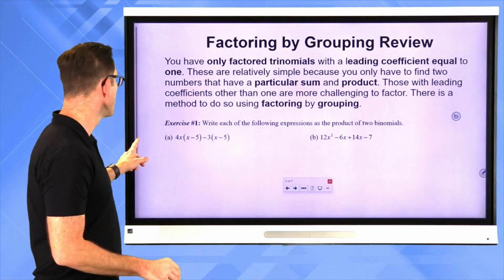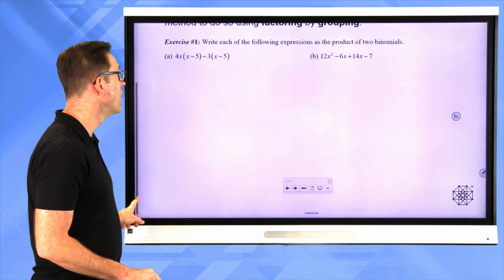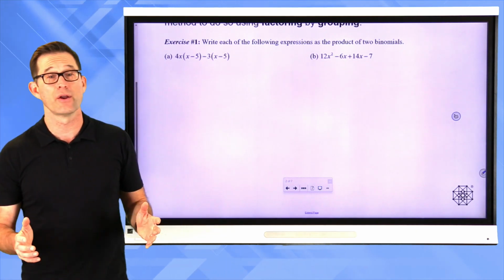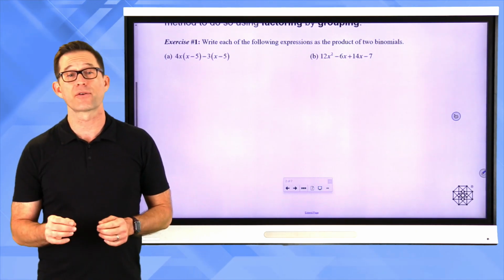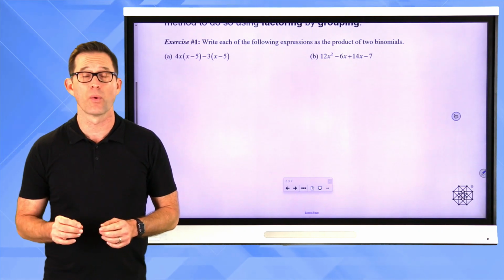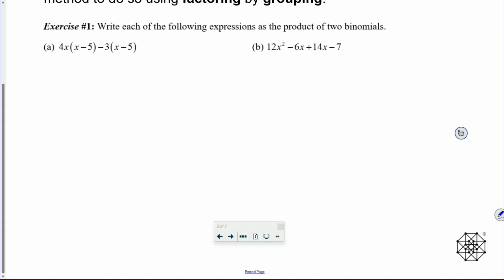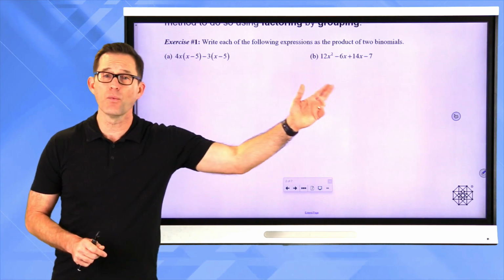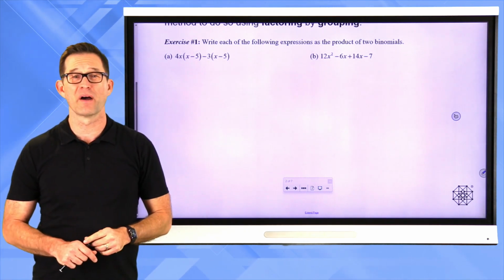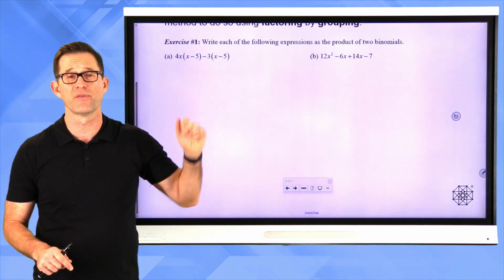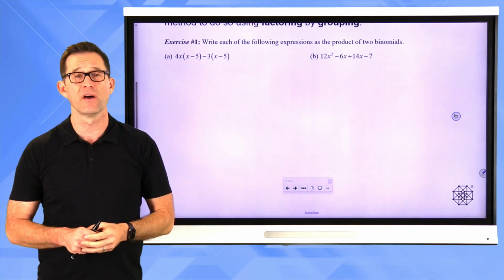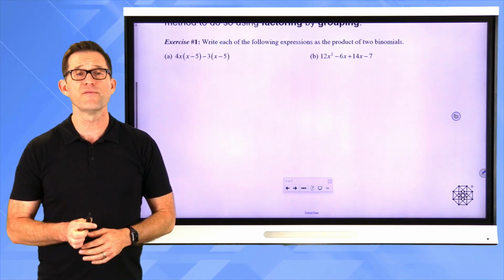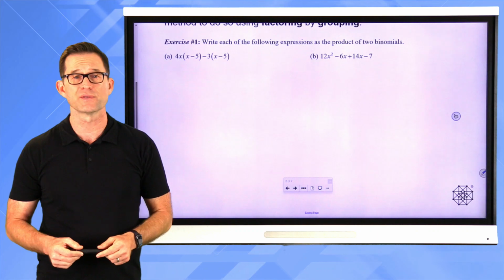So before we get into the method of factoring challenging trinomials, let's review how to factor by grouping. Exercise number 1. Write each of the following expressions as the product of two binomials. Now, the first one should be very easy, and the second one you actually have to do the factoring by grouping. The first one already has the preliminary steps of that done. So what I'd like you to do is pause the video now and go ahead and do both of those.